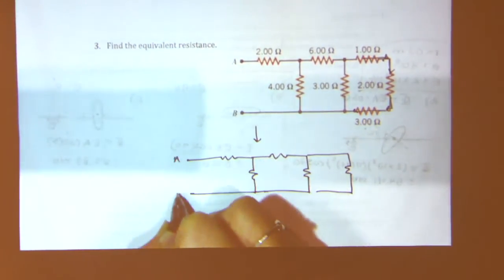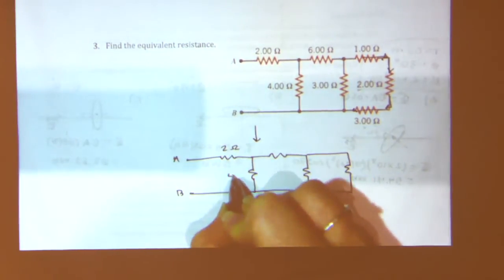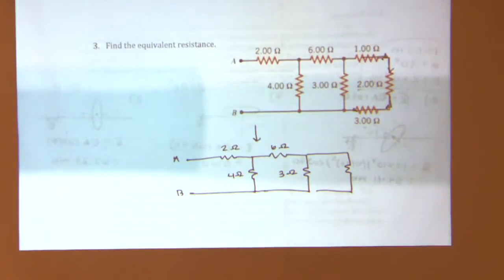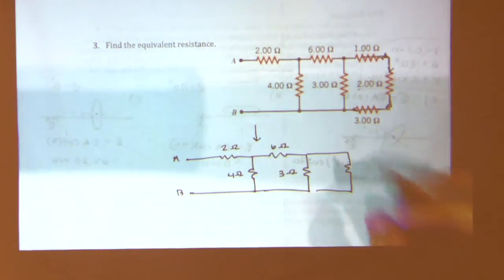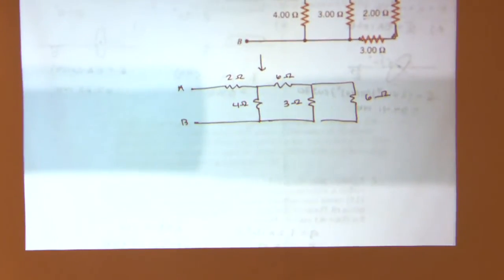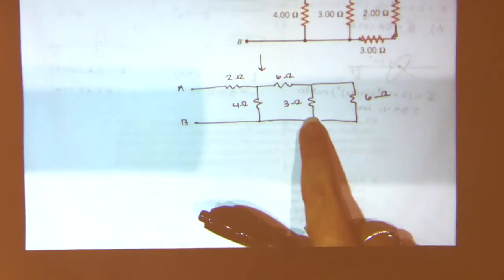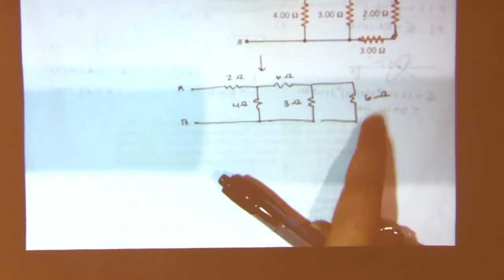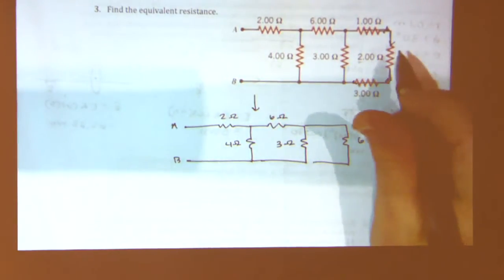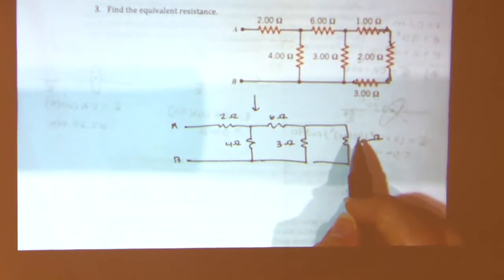So this is A, B. Now we can add these: 1 plus 2 plus 3 is 6, right? So these are all going to be added up into one 6 ohm resistor. Now we have this 3 and the 6 ohm in parallel. I like to draw it where this 2 would be, just because it's easiest to see that they're actually parallel at that point.